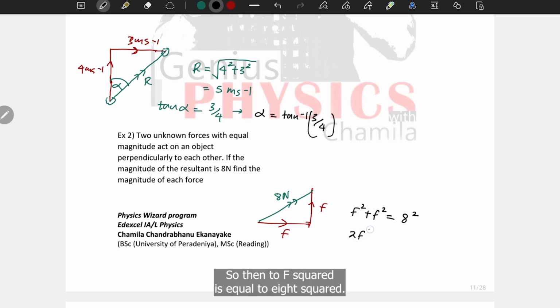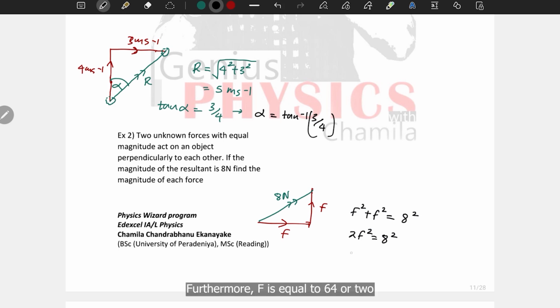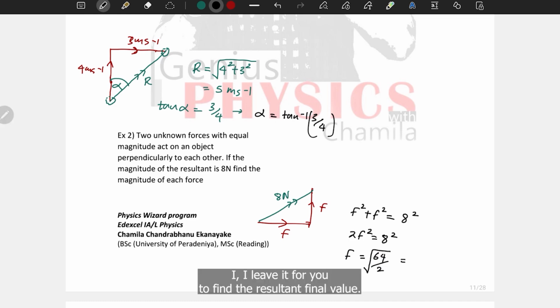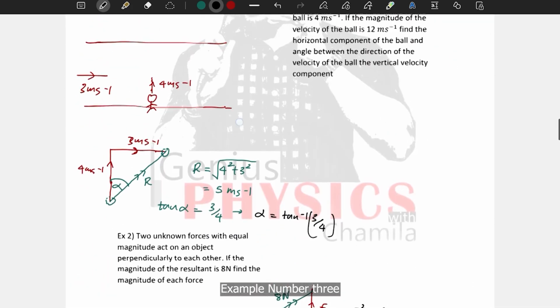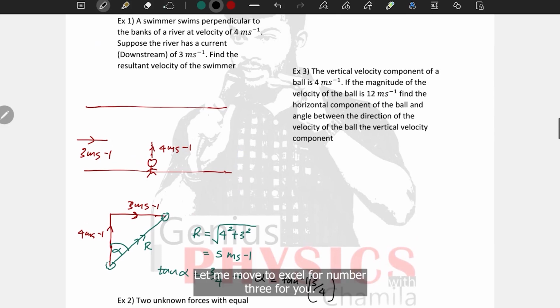So then 2F squared is equal to 8 squared. Let's simplify this further. F is equal to the square root of 64/2. You can calculate and find the final answer, right? I leave it for you to find the resultant final value.